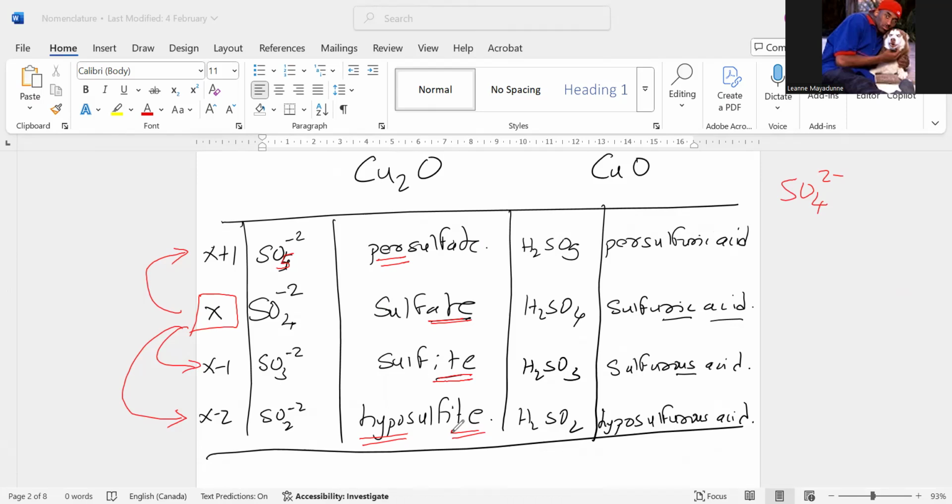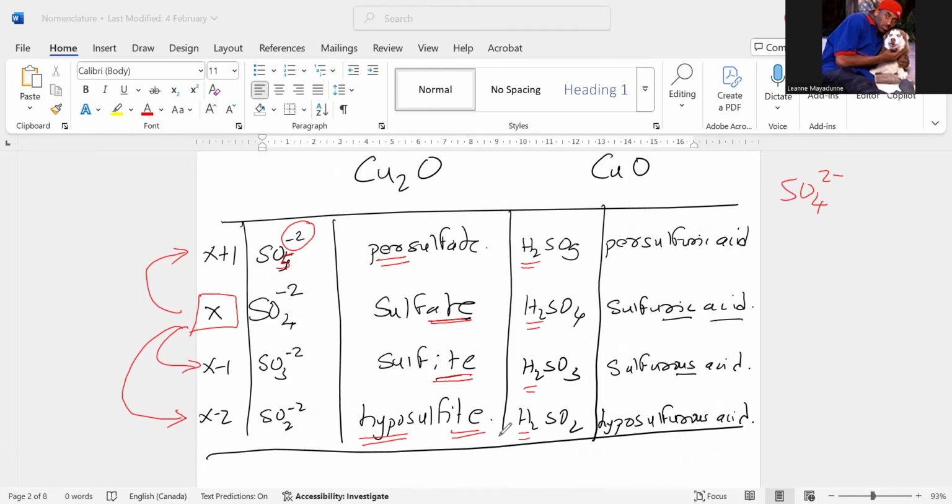Now the other thing is these sulfates are also converted to acids. What I have done in the next column is balance the negative charge with hydrogen. So SO5 2 minus is now H2SO5. SO4 2 minus is H2SO4. SO3 2 minus is H2SO3. Whatever the negative charge is, it is balanced by the hydrogens. When you do that, you get acids.